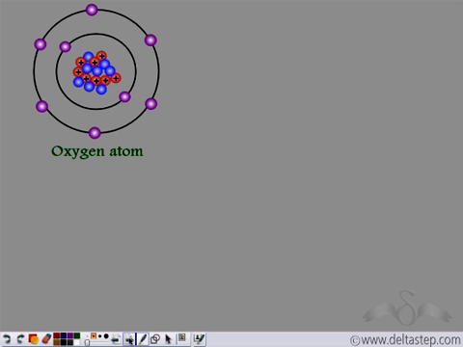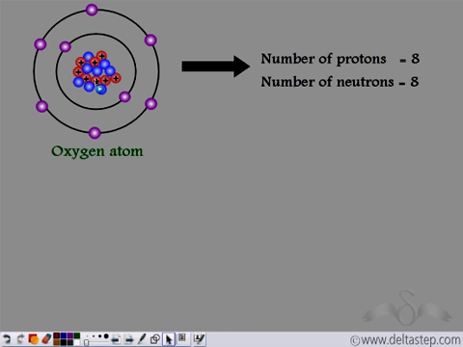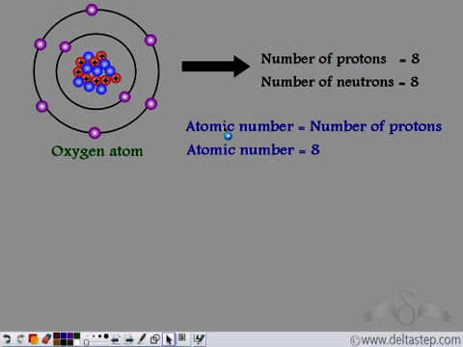Here we have an oxygen atom. Let's see how we can represent this oxygen atom. So let's again count the number of protons and neutrons that are present in this oxygen atom. So we have 1, 2, 3, 4, 5, 6, 7, 8 protons and 1, 2, 3, 4, 5, 6, 7, 8 neutrons. So the oxygen atom has 8 protons, 8 neutrons. We know that the atomic number is equal to the number of protons that are present in the atom. This atom has 8 protons. So Z is equal to 8 for oxygen atom.